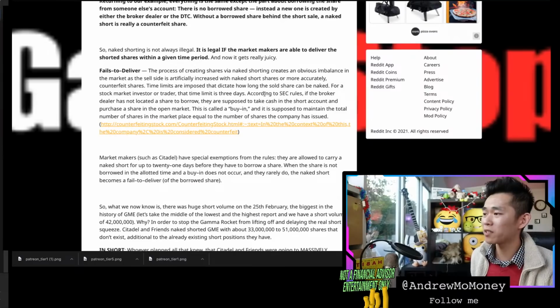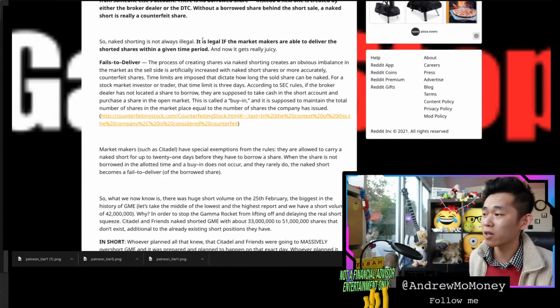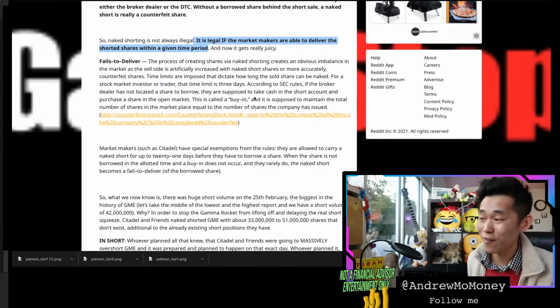Naked shorting is not always illegal. It is legal if the market makers are able to deliver the shorted shares within the given time period. But now we talk about fail to delivers.